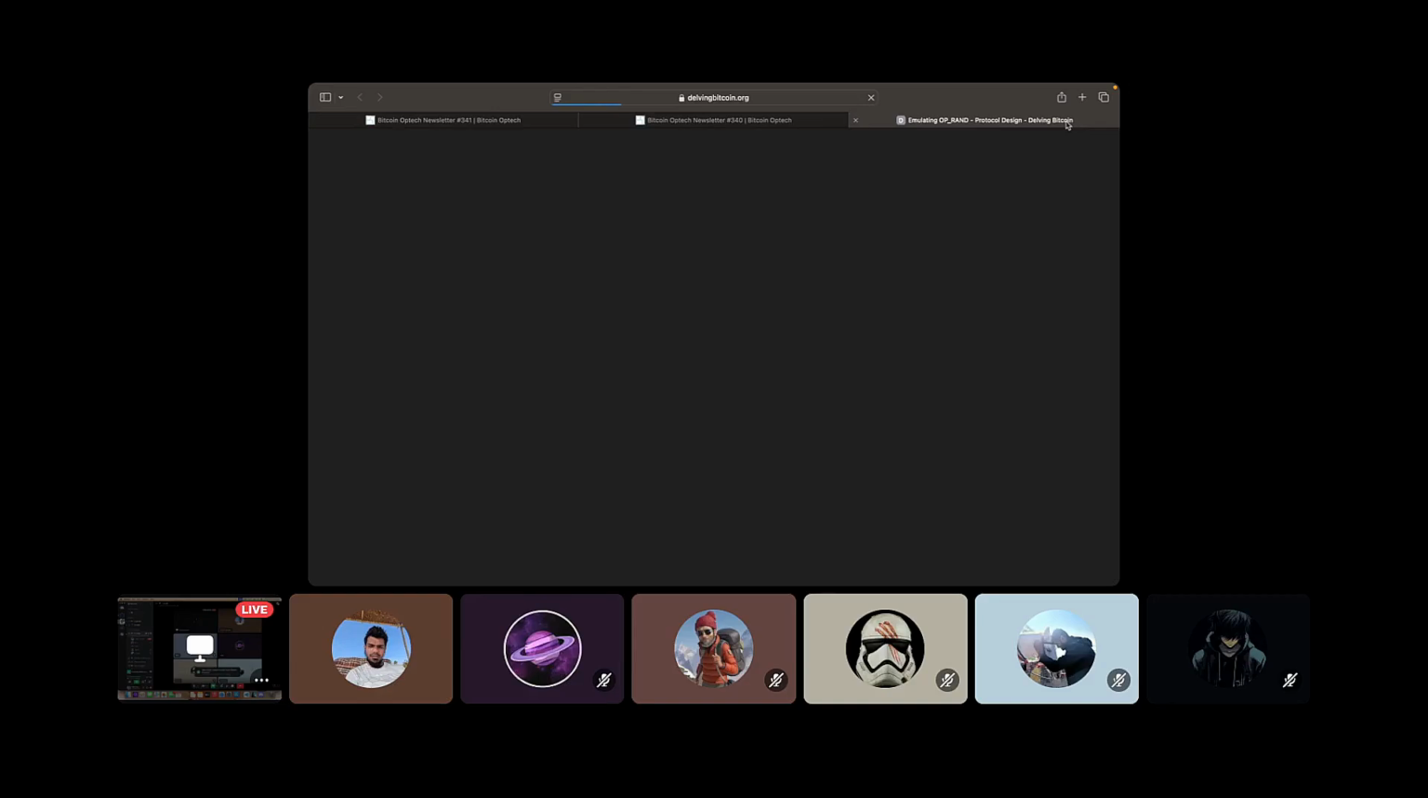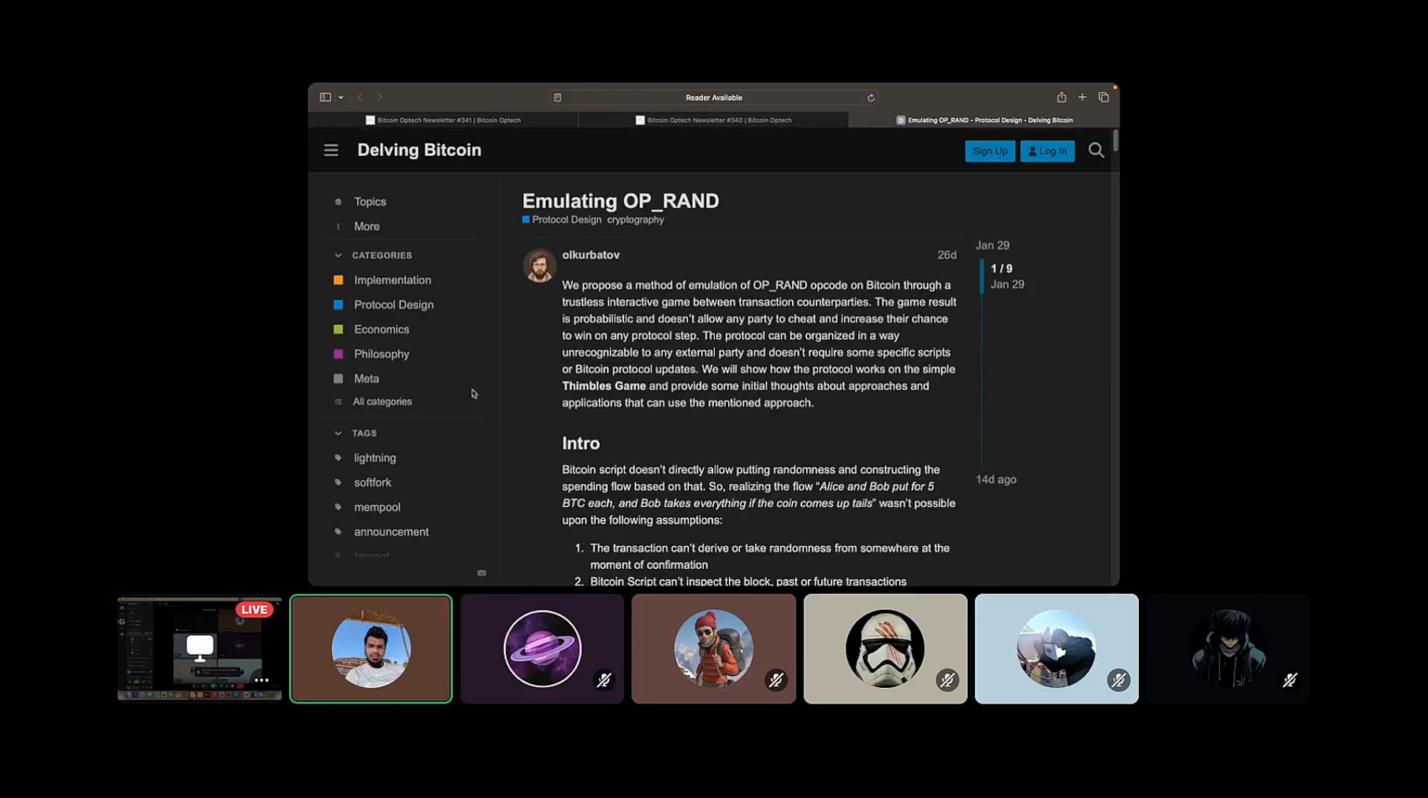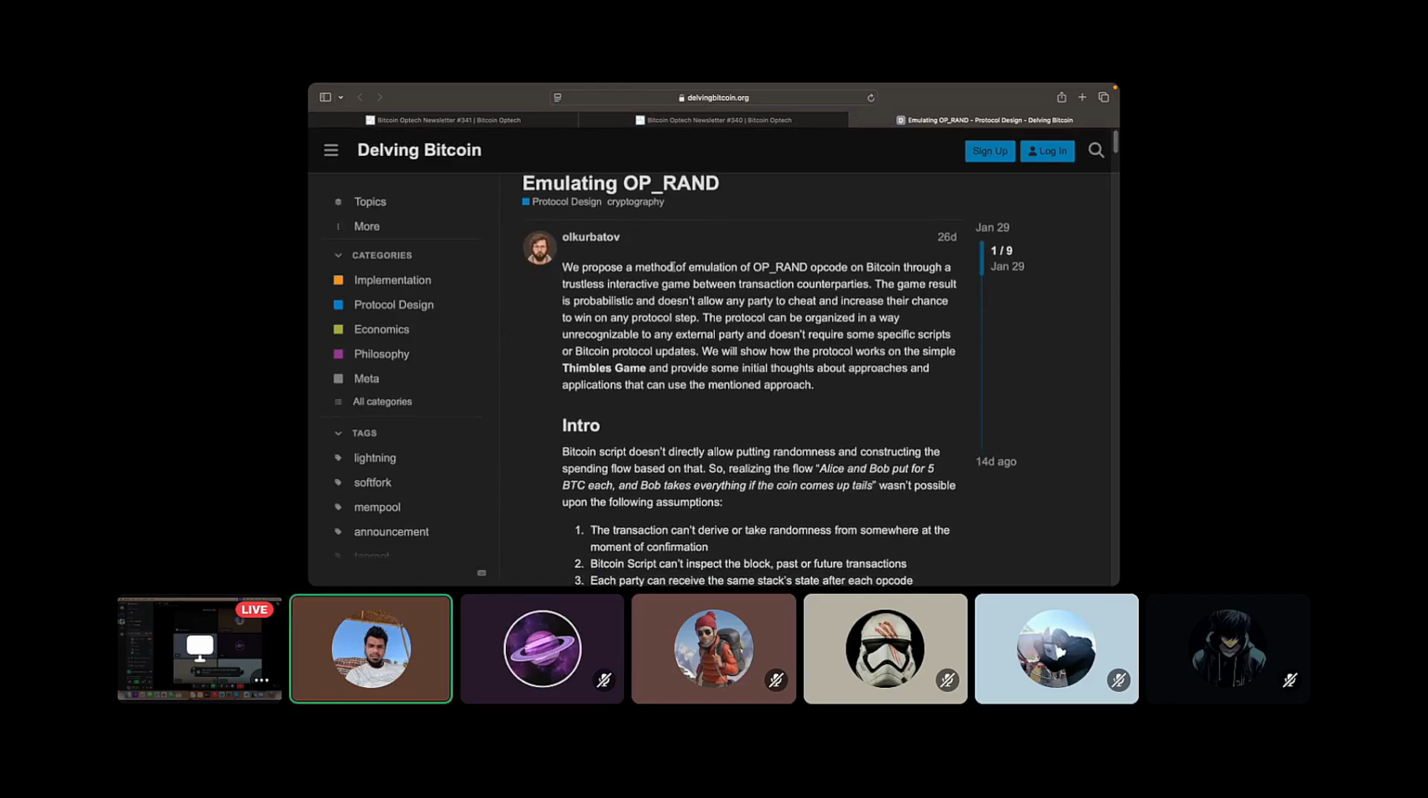So the author says: we propose a method of emulation of OP_RAND opcode on Bitcoin through a trustless interactive game between transaction counterparties. The game result is probabilistic and doesn't allow any party to cheat and increase their chance to win on any protocol step. The protocol can be organized in a way unrecognizable to any external party and doesn't require some specific scripts or Bitcoin protocol updates, right?